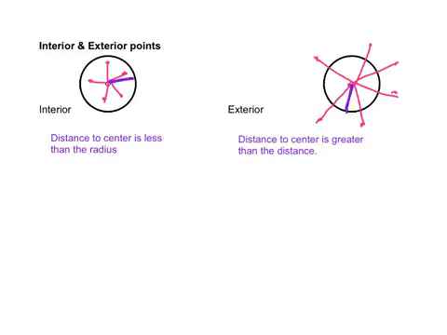All right, so for the interior points, the distance to the center is less than the radius. For your exterior points, the distance to the center is greater than, not the distance. You guys see my typo? I'll fix it. All right, done. So for your exterior points, the distance to the center is greater than the radius.